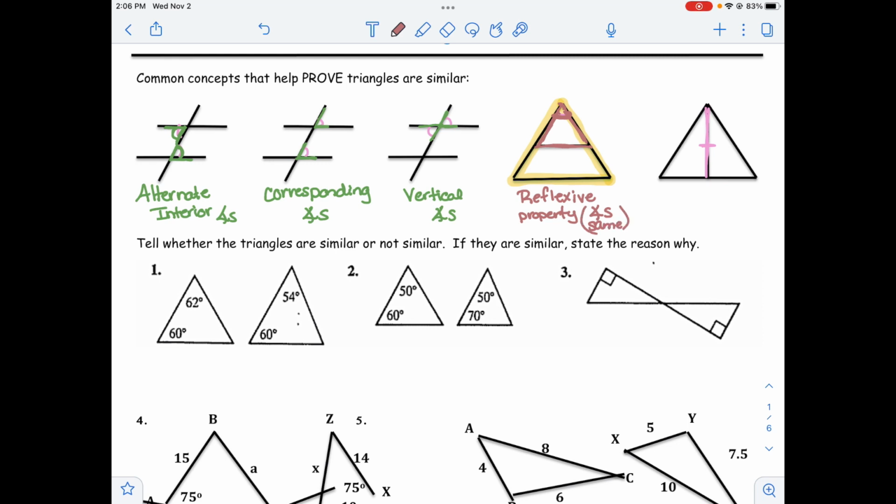For the next one, I've drawn a line down the middle, and they share a side. If we call this point A and this point B, A to B and B to A is the same difference. So this is called the reflexive property, but with the same side. These are some of the common concepts that help prove that triangles are similar.